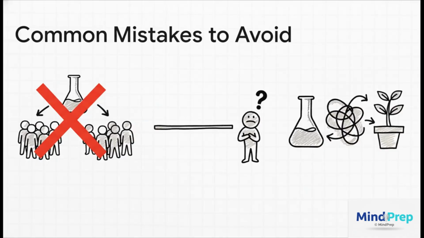Okay, the biggest mistake by far is thinking both groups get the exact same treatment. The whole point is that they don't. Another classic is just forgetting that the control group is your no-change baseline. And finally, a tricky one. Don't mix up the thing you're changing, the independent variable, with the result you're measuring.